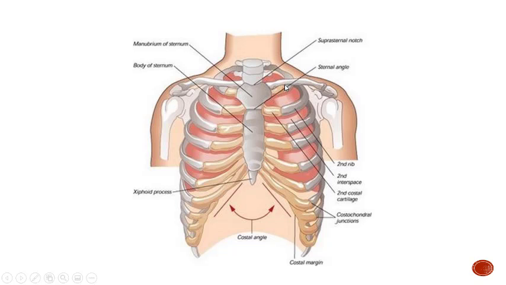So if this is your first rib, this is your second rib, this is your second intercostal space. Your intercostal space is kind of numbered to be below the rib that you're talking about or referencing. So if you're talking about the second intercostal space, it would be the space below the second rib.